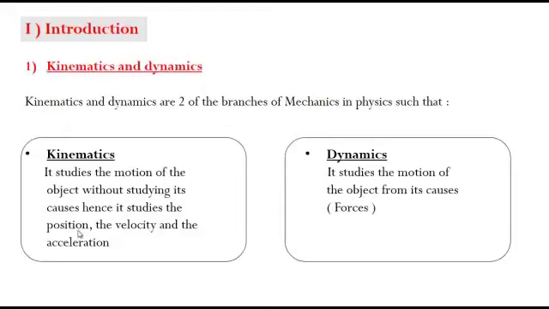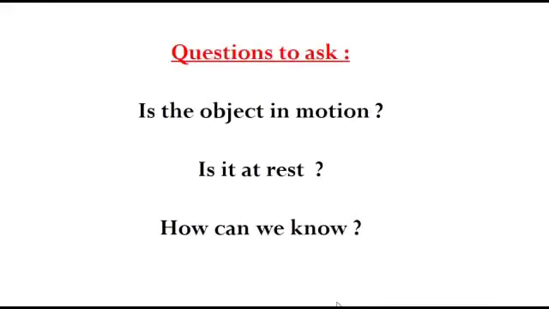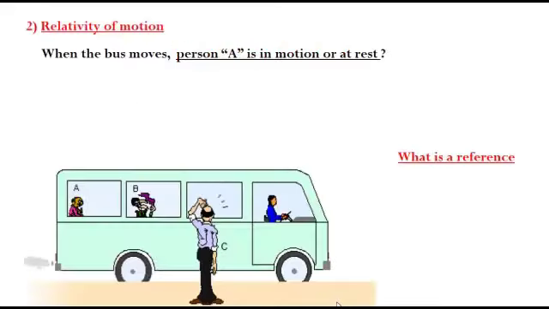Before talking about the position of an object, or a velocity or an acceleration, we want to know first if the object is in motion. Then we will start our study. So how do we know if an object is in motion? Let's suppose, for example, we have this bus that's moving to the right, and we have two persons, A and B, sitting in the bus, while C is another person standing outside the bus.